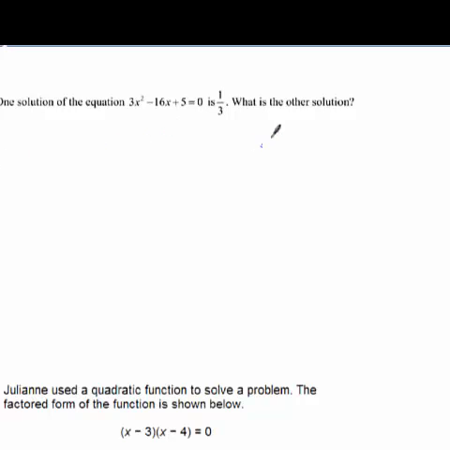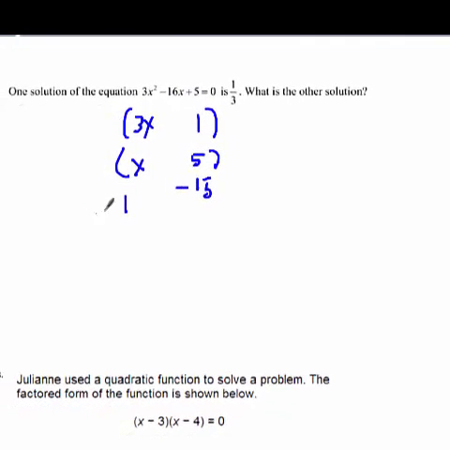All right, for number 7, we have one solution is 1/3, which equals 0. So let's just go ahead and actually factor this out. So I've got 3x and x, factors of 5. Let's see, 5 and 1, right? So that would make 15, and that would make 1. And in order to make a negative 16, they both have to be negative. So both negative.